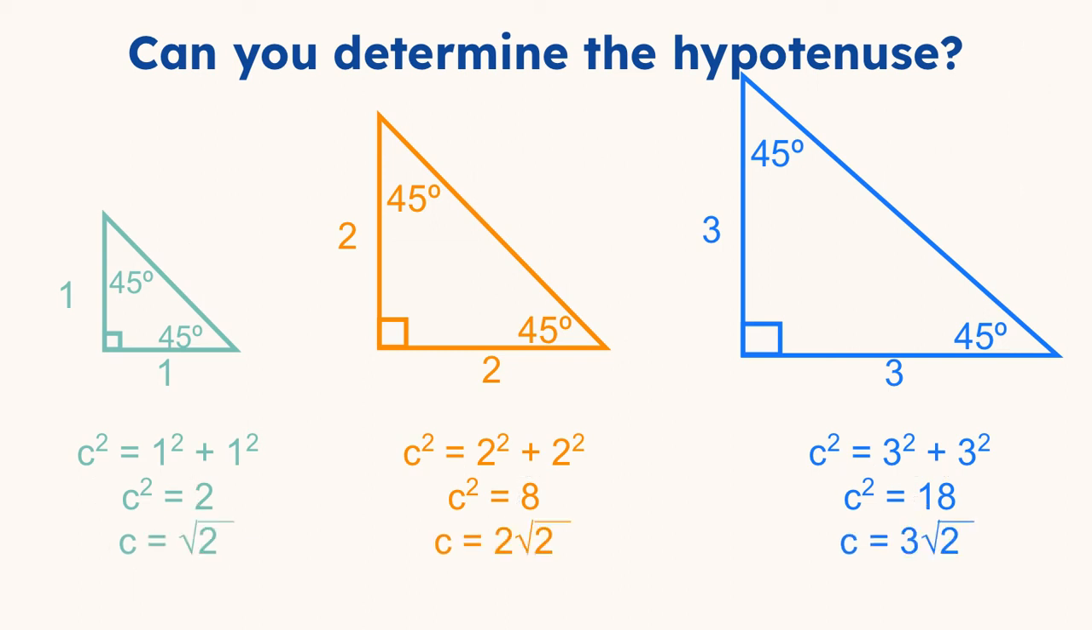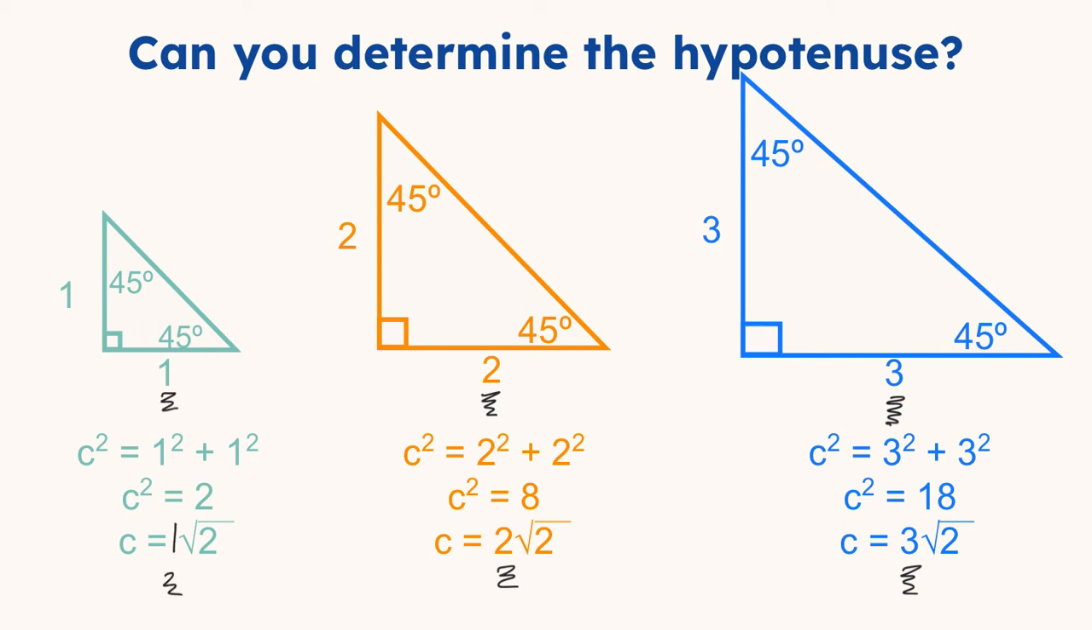Show you what this looks like, all cleaned up, a little neater than my handwriting, and hopefully you're noticing a pattern. In this last triangle that we just looked at, the side lengths are 3 for the legs, and the hypotenuse is 3 square root of 2. In the orange one, the legs are 2, and the hypotenuse is 2 square root of 2. And for the first one, the legs are 1, and the hypotenuse is 1 square root of 2.